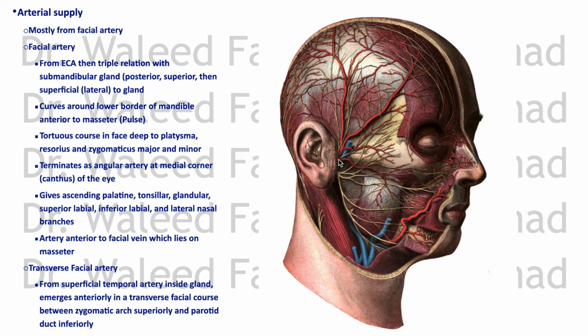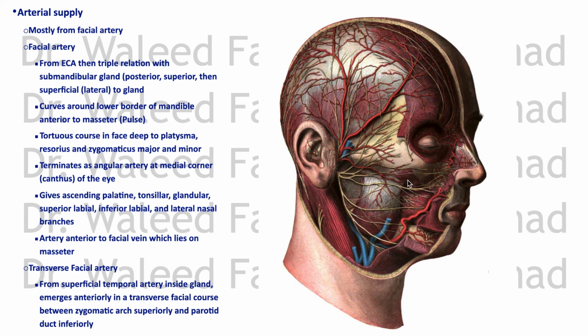Another source for the supply of the face is the transverse facial artery. See that? This is the transverse facial artery. Transverse facial artery from the superficial temporal artery, and it goes anterior above the duct of the gland and below the zygomatic arch, between the duct of the parotid gland and the zygomatic arch, the transverse facial vessels, actually, the artery with the vein. It shares in the supply of the face, of course.